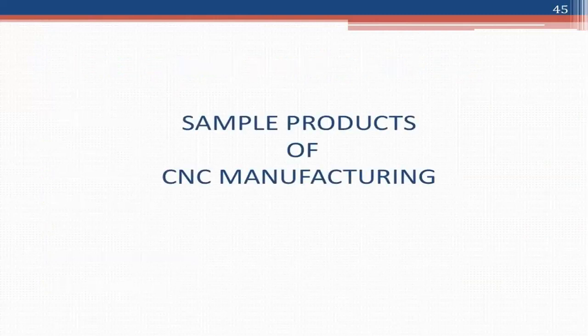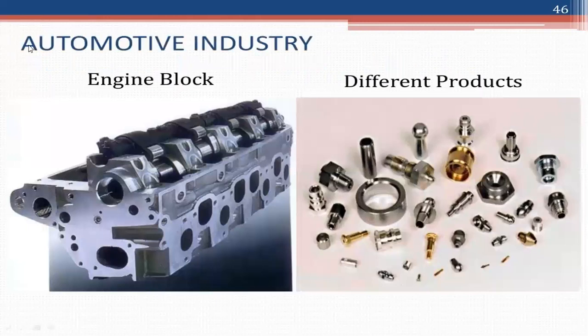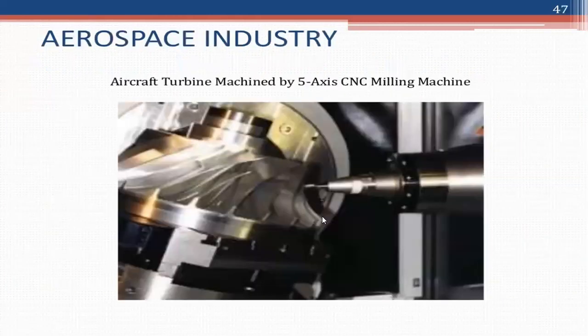Sample products of CNC manufacture. First is the engine block in automotive systems, which we get through a CNC machine. Then bolts, nuts, injectors, and some nozzles are produced by CNCs. In aerospace engineering, 5-axis CNC machines are used: X, Y, Z, B, and A axes.